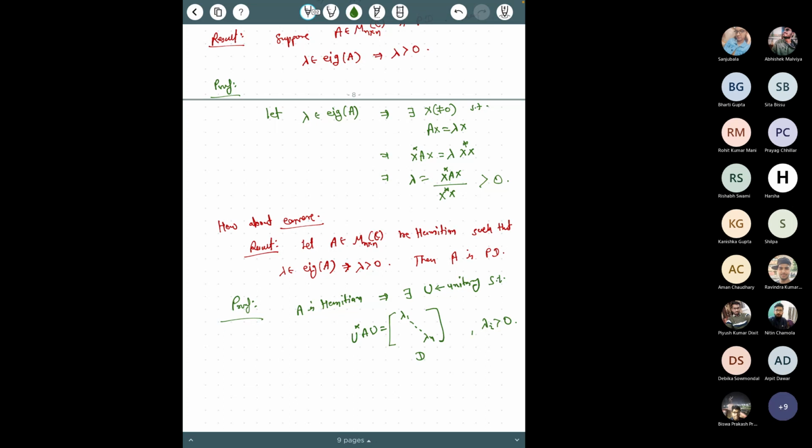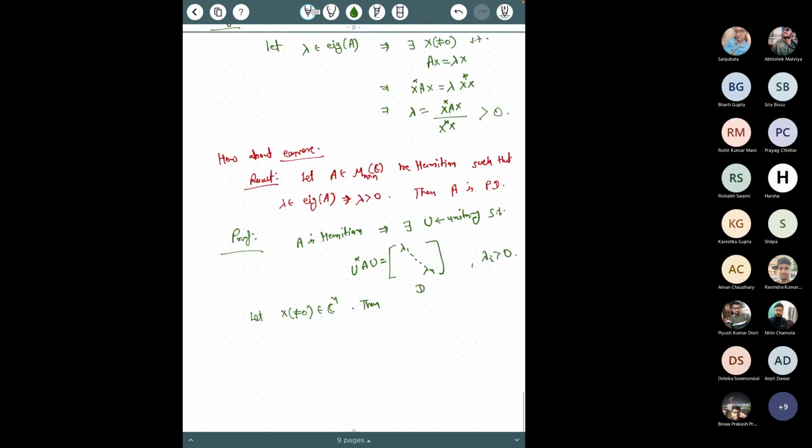Now what we have to show is that A is positive definite, so we need to show that x star Ax is greater than 0 for all non-zero x. Let us suppose x is a non-zero vector in C^n. Then what is x star Ax? It is x star U D U star x.